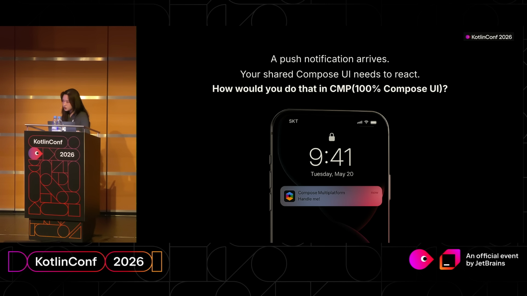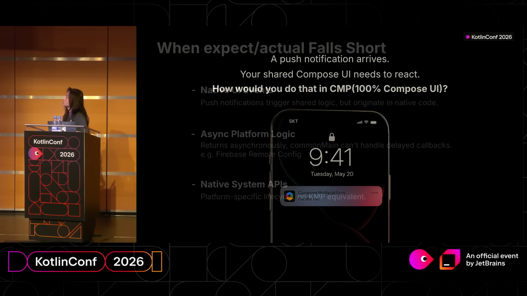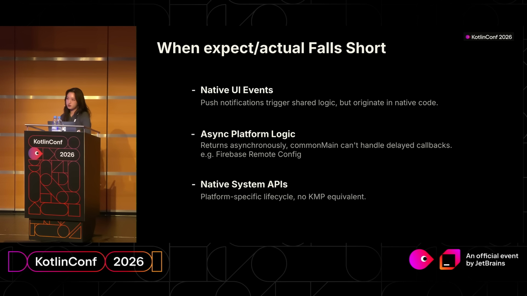So how would you do that in CMP, where the Compose UI is 100% shared? If you're thinking I just write an expect function in commonMain, the notification doesn't originate in commonMain. It originates in iOS in a delegate callback on a thread Kotlin doesn't control, with a payload that is an NSDictionary, not a map. And that brings us to 3 typical cases where expect/actual falls short.